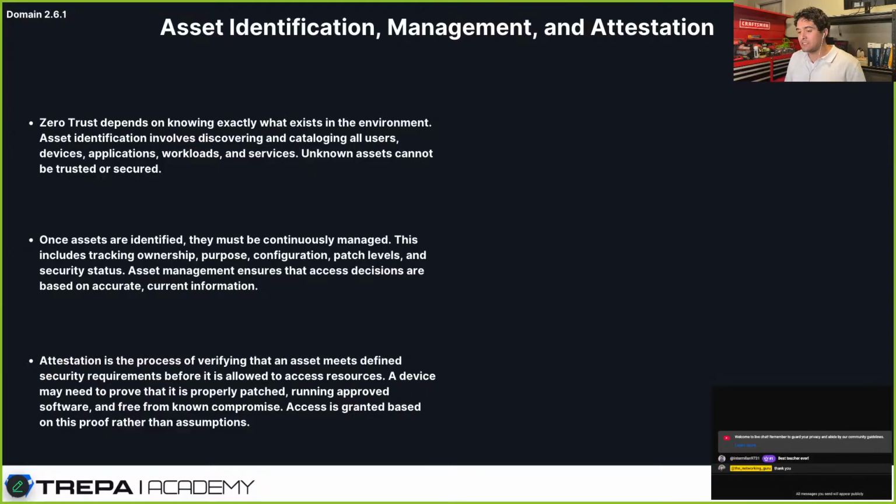So once assets are identified, they must be continuously managed. This includes tracking ownership, purpose, configuration, patch levels, and security status. And there are multiple different tools we can use to accomplish this. SIEM, MDM solutions, stuff like Intune. Then attestation is the process of verifying that an asset meets defined security requirements before it is allowed to access resources. A device may need to prove that it is properly patched, running approved software, and free from known compromise.